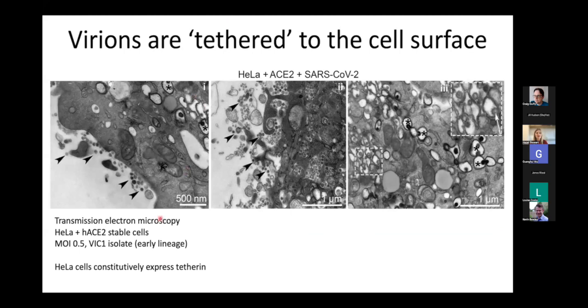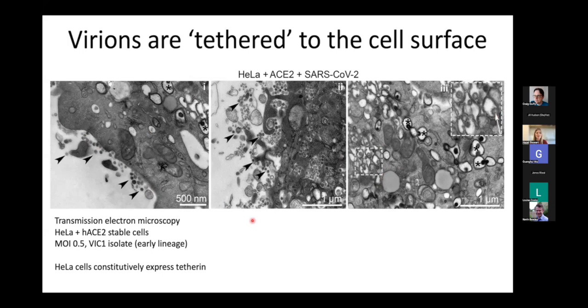So these are HeLa cells which constitutively express Tetherin, and we stably express ACE2 in these cells and then infect with an early lineage of SARS-CoV-2. And you can see that we did indeed see virions being tethered to the cell membrane, and they occurred in sort of polarized clusters. We could obviously see our confirmatory double membrane vesicles formed in our cells, and we could see intracellular virions stuck inside of these vesicles.